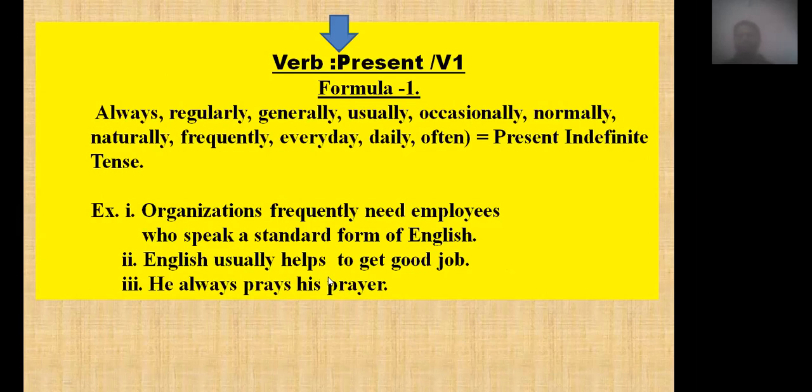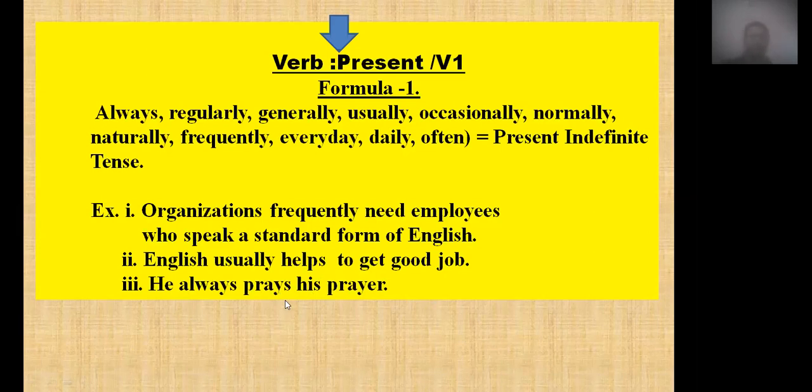Why is it in the s or es form? Because according to present simple tense, we know if the subject is singular and third person, then verb will take s or es form. That's why it has been helps here. Okay, I hope you understood. He always prays his prayer. Same case is here also. Here you see prays. Why? Here subject is he. As it is singular and it is third person, that's why it has become prays.